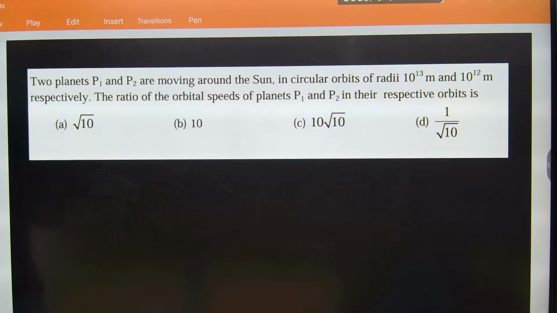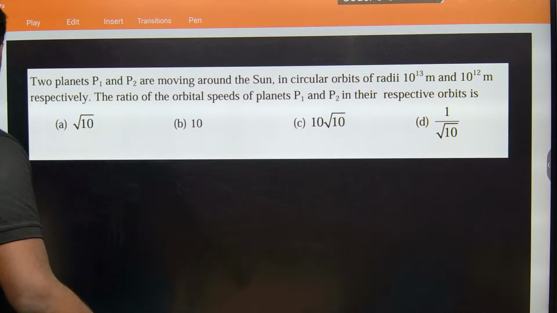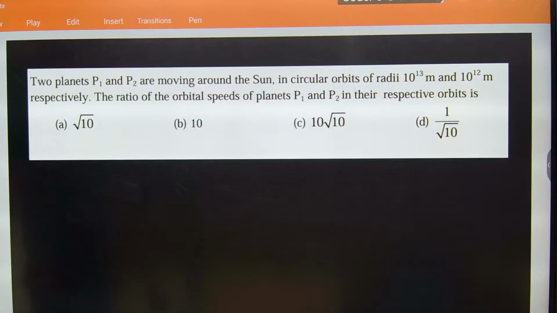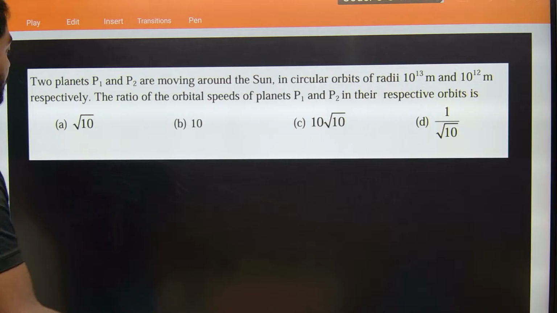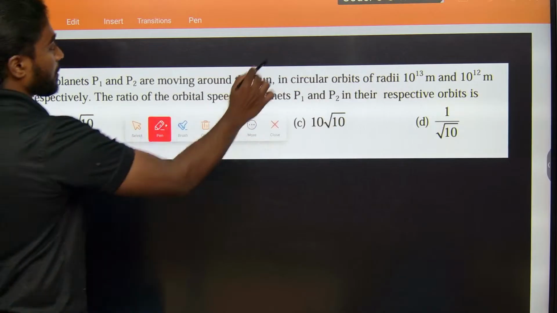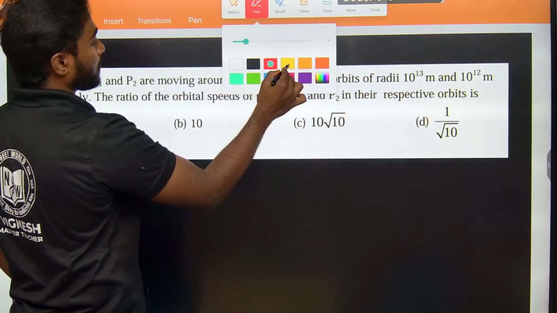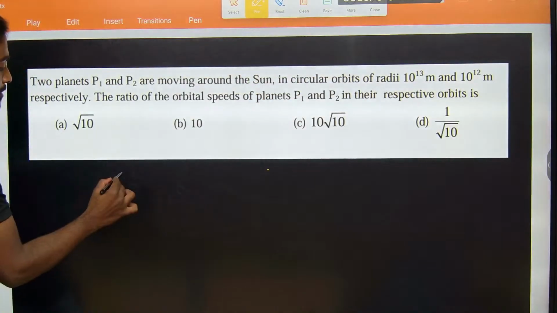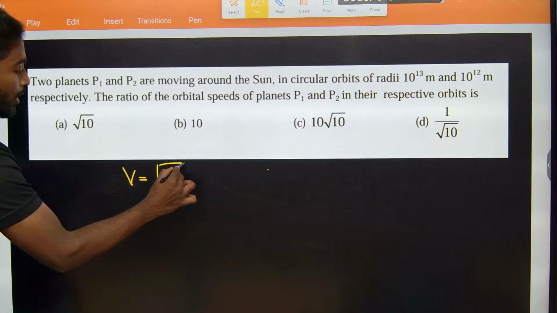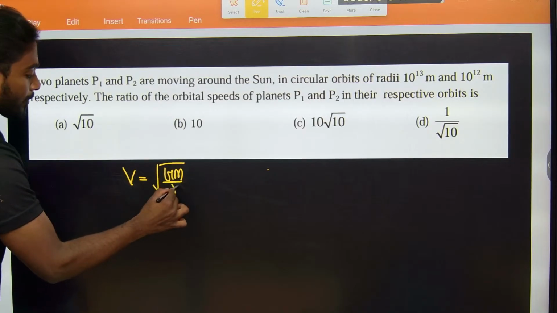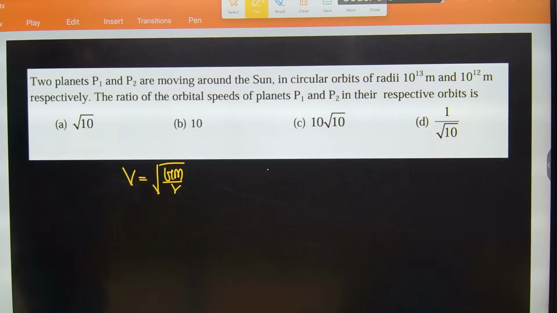Here I need to get the velocity, right? So what is the formula here? Orbital velocity. So the formula is V is equal to under root of GM by R. This is the formula. So what else is given here?